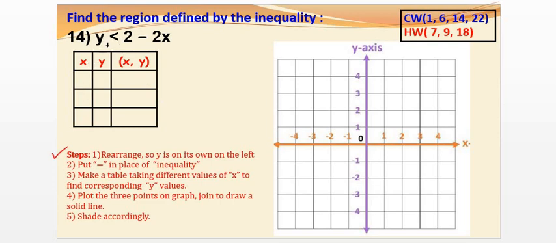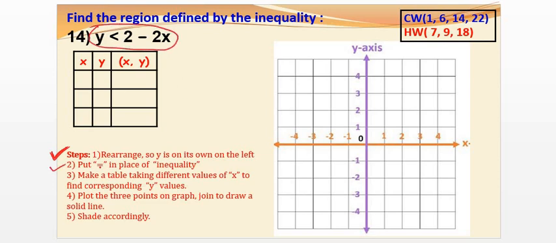Whenever any question is given to you, first of all you will see: is y on its own, meaning is y alone on the left side, and all the rest of the numbers and variables are on the other side of the inequality? This is the first step: rearrange so y is on its own on the left side. In question 14, y is already on its own.